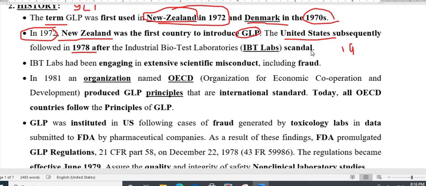Regarding the United States, why did the country introduce this GLP concept? Because of many scandals that happened in the United States in the 1970s, and one of the important scandals was in the Industrial Biotest Laboratory, called in short form IBT lab. Because of that, the United States was bound to introduce the concept of GLP for research work as well as for work concerning humans.